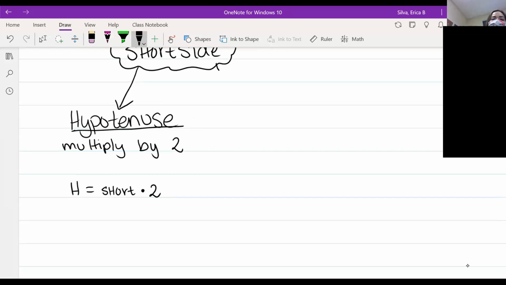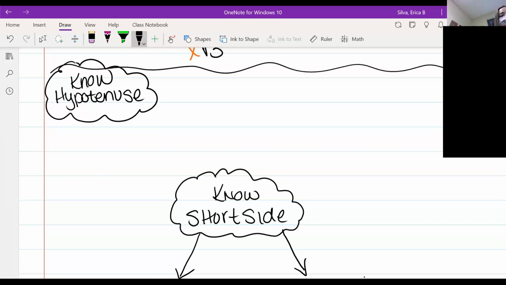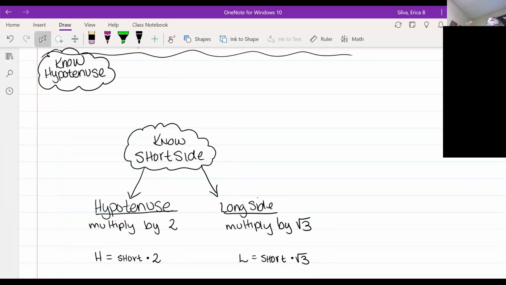Okay, so now what if we want the long side and we know the short side? Well, we're going to get the short side and multiply it by the square root of 3. So the long side is equal to the short side times the square root of 3. So now if we know the short side, then we can easily find our hypotenuse and our long side.